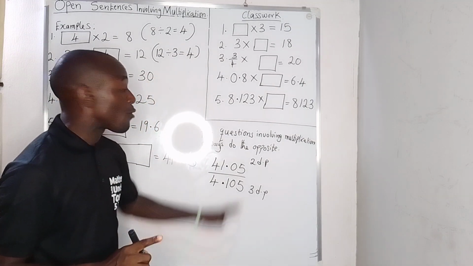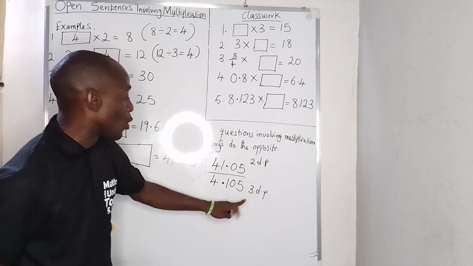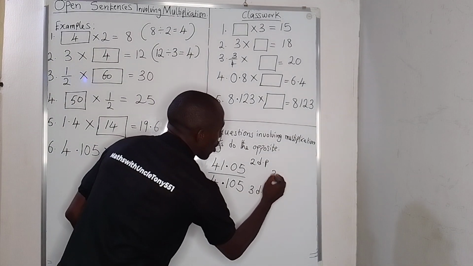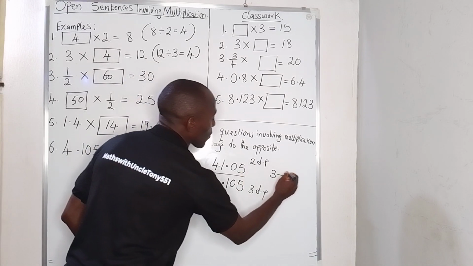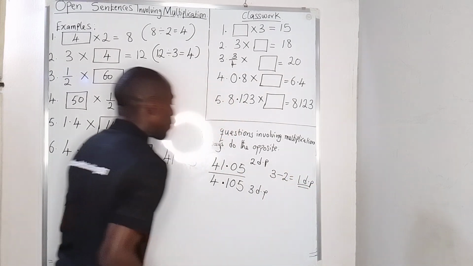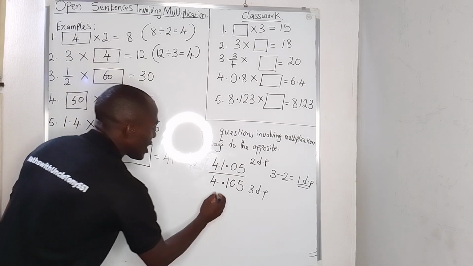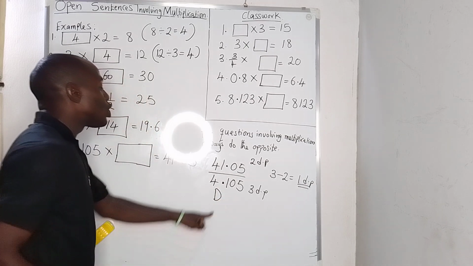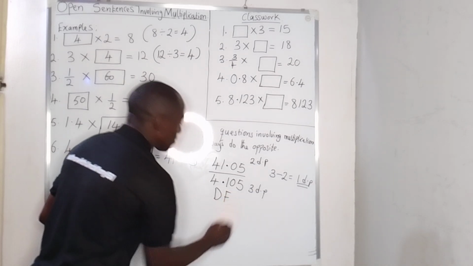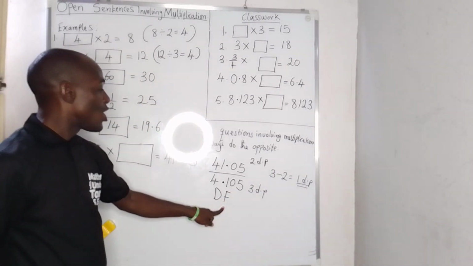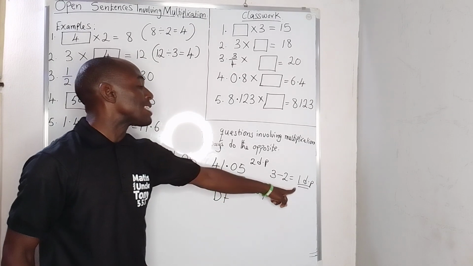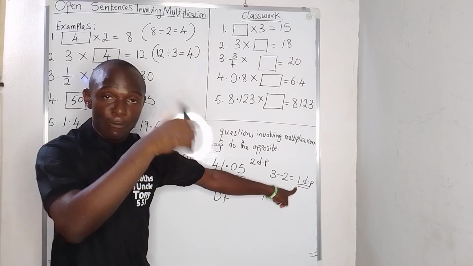Take the biggest number. If you're met with any type of this question, pick the biggest number. The biggest number is 3. 3 take away 2 will give us 1 decimal place. Now, this is the denominator. If the denominator is bigger, you move forward. Obviously the denominator is bigger, so we're going to move the decimal point 1 decimal place forward.